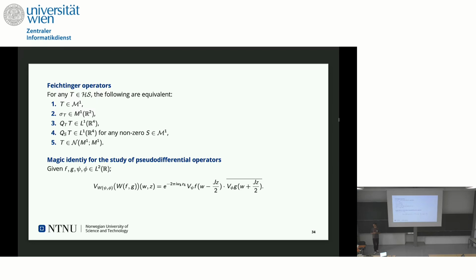And finally, if we plug all this in the rank 1 case, we land on this magic identity for the study of pseudo-differential operators. This identity, which underpins a lot of the mapping properties for localization operators, is just given by this form.